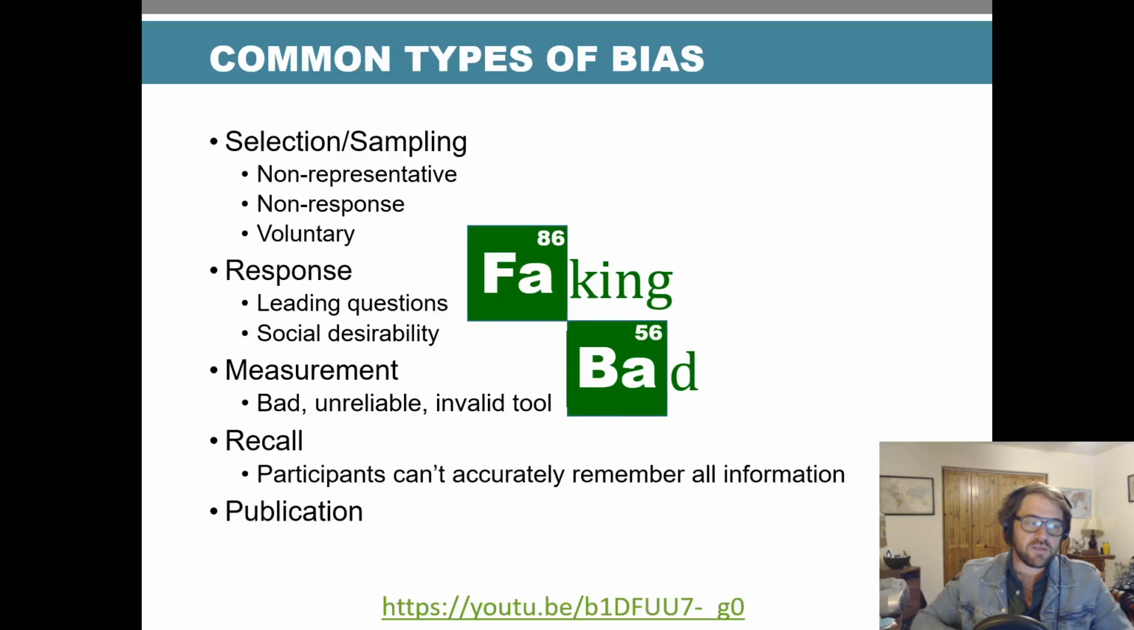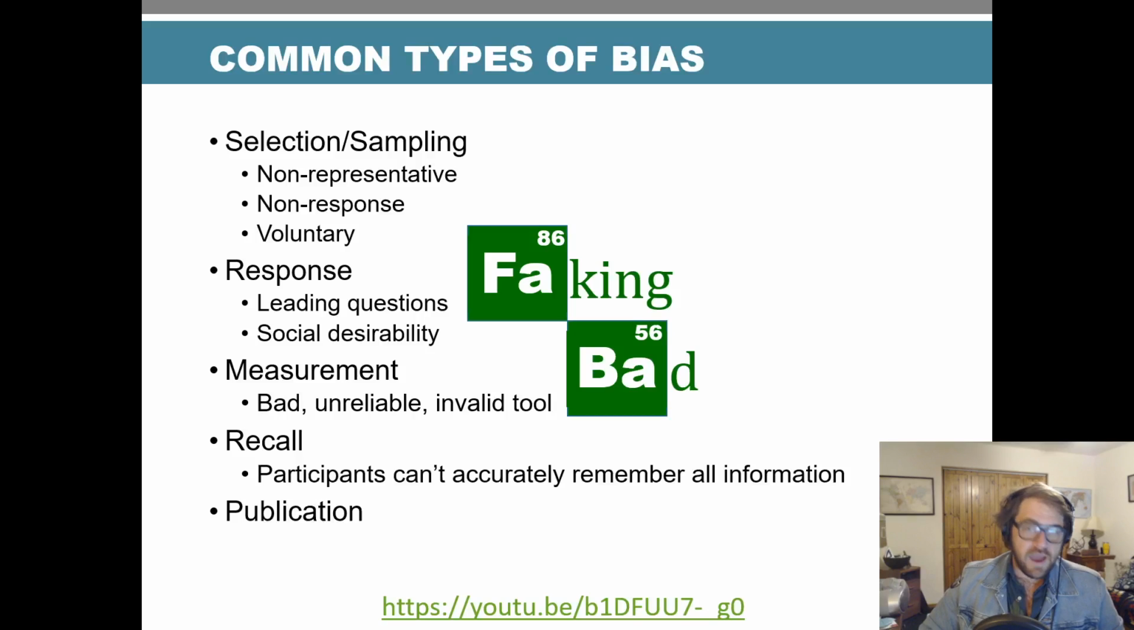Some common types of bias are a non-representative sample. We talked about sampling in earlier lectures, but essentially we want to take a representative sample, whether that's random sampling, stratified random sampling, or any of the other methods of sampling. We want to stick to the one that we've chosen. A non-representative sample could be a convenience sample. You hope that your convenience sample is representative, but there's really no reason why it would be.